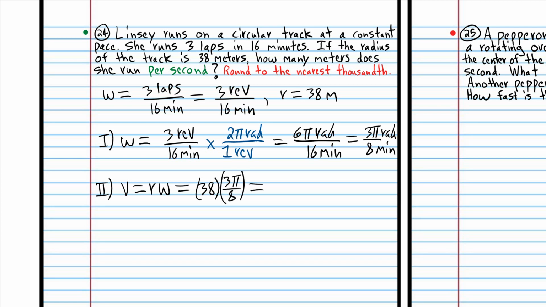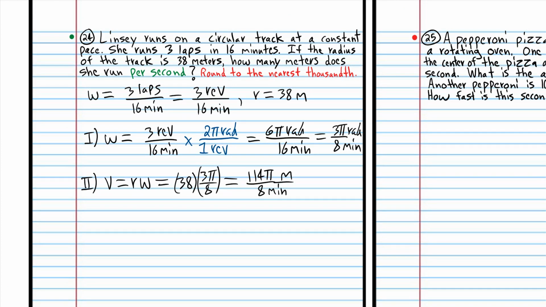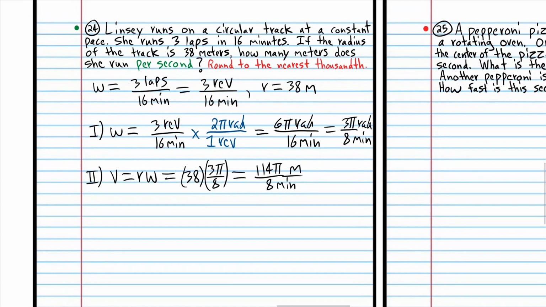And we're not going to be done with the problem after calculating this, so let's try to get an exact number. 38 times 3 is 114. So we have our answer in meters per minute. But we don't want meters per minute, we want meters per second. So we have to do a third part of the problem.